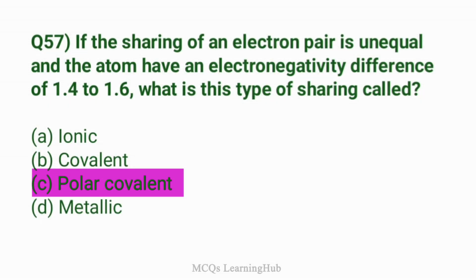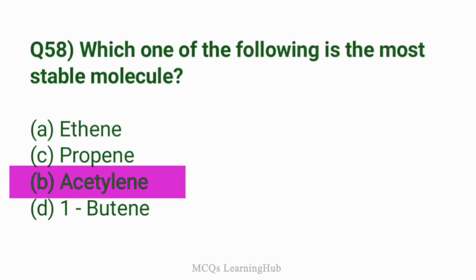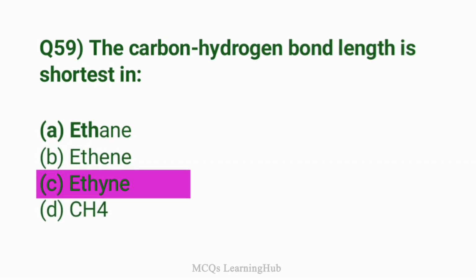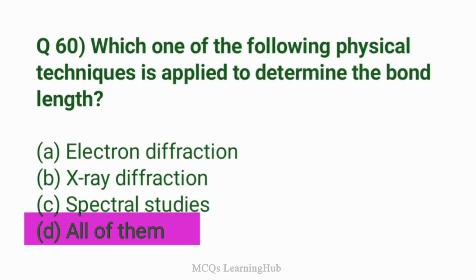If the sharing of an electron pair and the atoms have an electronegativity difference of 1.4 to 1.6, what is this type of sharing called? Option C, polar covalent. Which one of the following is the most stable molecule? Option B, acetylene. Question 59. The carbon hydrogen bond length is shortest in option C, ethine. Question 60. Which one of the following physical techniques is applied to determine the bond length? Option D, all of them.